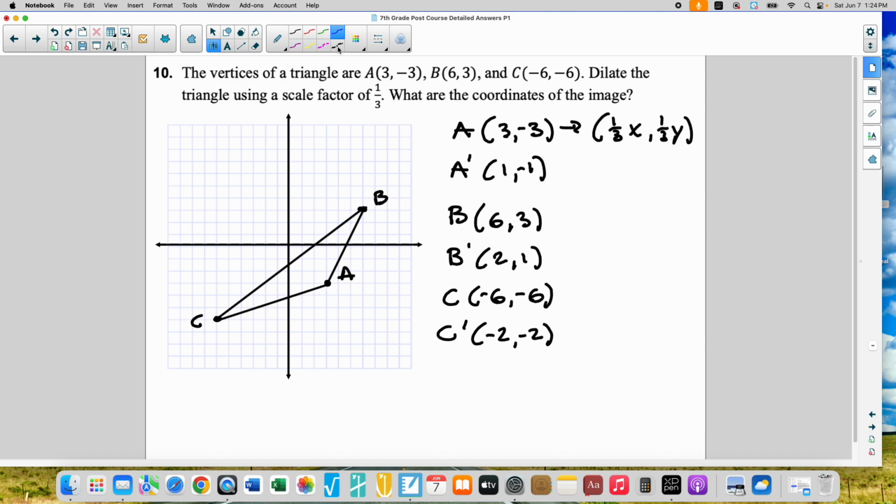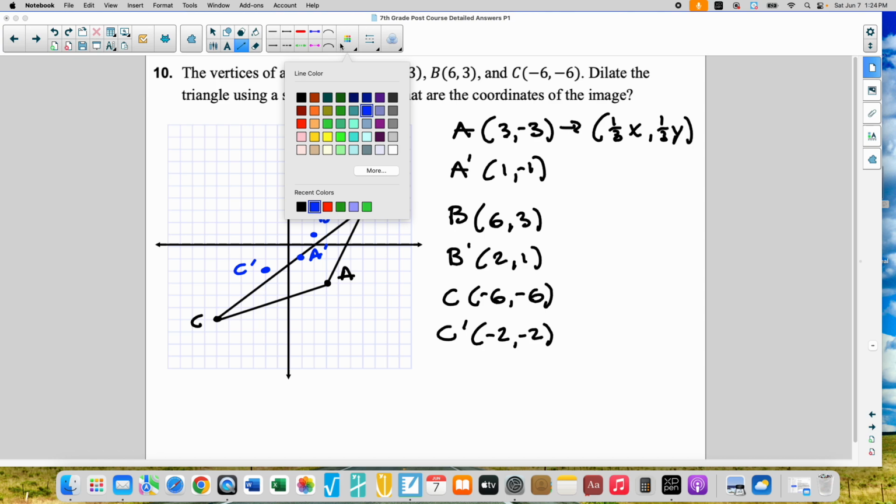What are the coordinates? Well, we have the coordinates, but let's draw it. So A prime is 1, -1. That is A prime. B prime is 2, 1. That's right there, B prime. And C prime is -2, -2. And we can connect those dots.